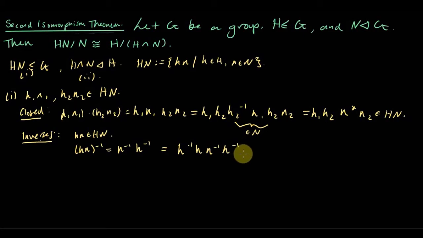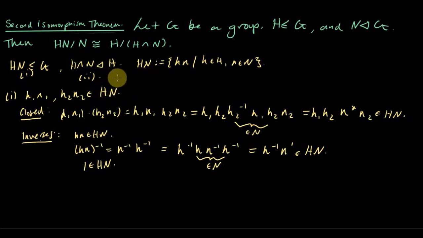And again, since N is a normal subgroup, we have that this is in N. So we can just write this as h inverse n prime, just another element of N. And again, this is in HN. So we've got inverses, and now it is clear that 1 is in HN too. So we've shown that HN is indeed a subgroup of G.